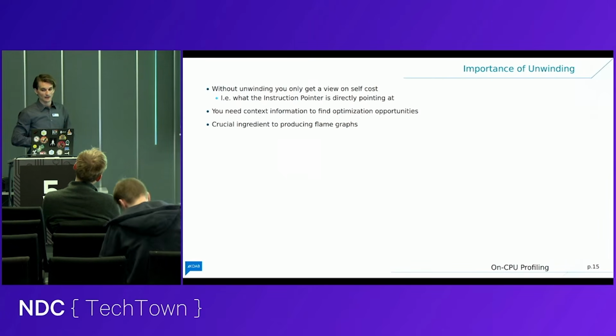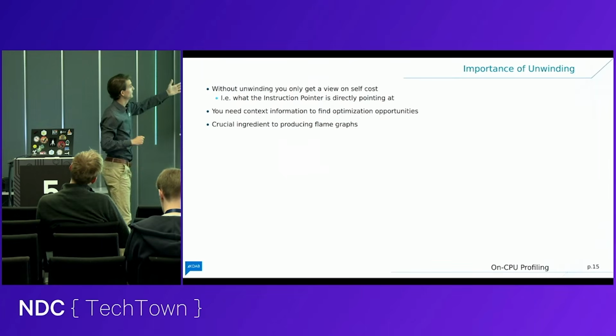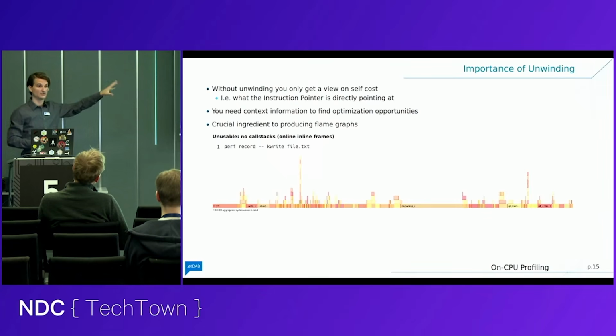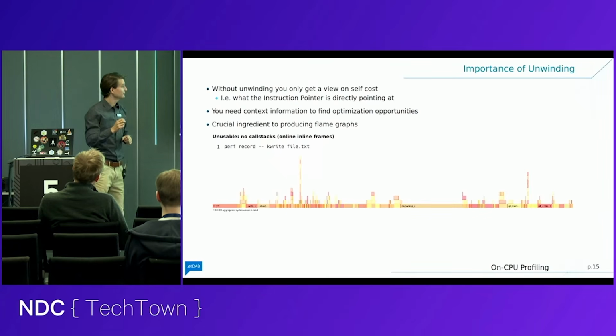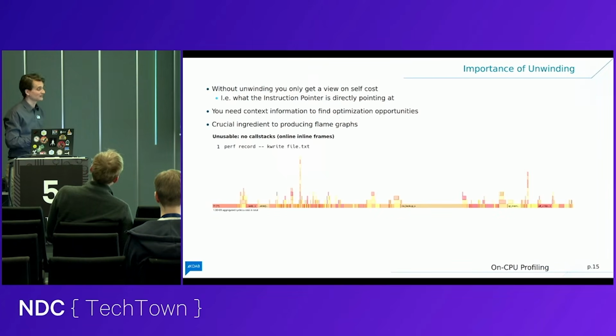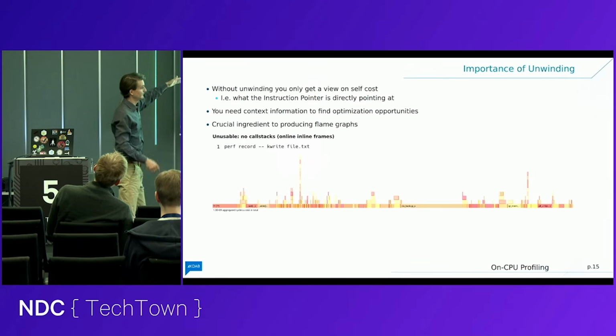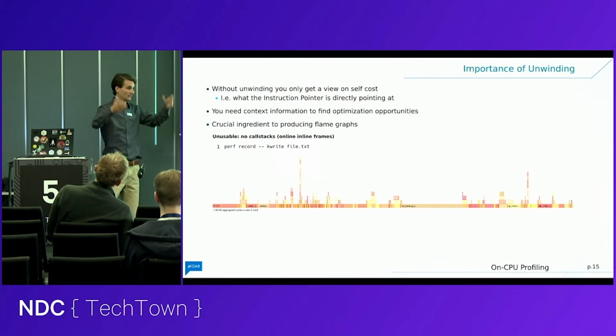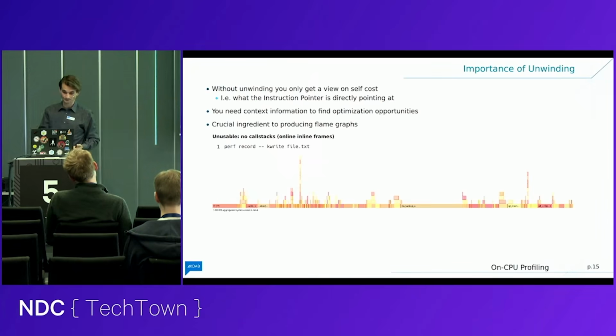And unwinding is also a crucial ingredient to producing so-called flame graphs. I will go into this visualization in a bit, but the gist really is, without call stacks, so the command that I just showed you before, if I would just run perf record and then visualize this in a tool like Hotspot or using one of the flame graph scripts, then I get this really, really flat flame graph that basically has this problem that I described earlier. You just see malloc and friends, but you don't see where it is actually coming from.